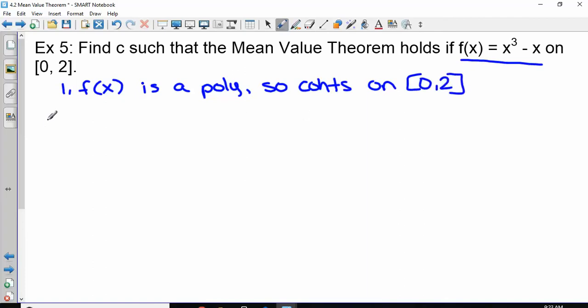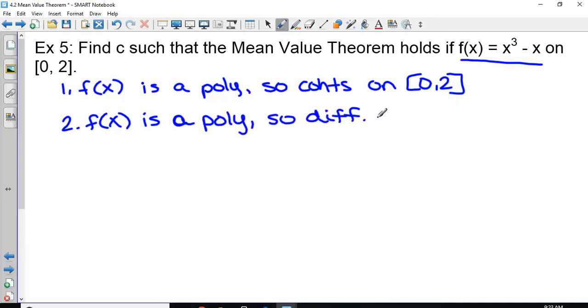Again, I'm writing these out so you can look back in your notes and see that I checked both of them. You don't necessarily have to write it out in this much detail, but you do have to state that it is continuous and differentiable because it's a polynomial. Then the mean value theorem says that somewhere the derivative is equal to the slope between the endpoints. So let's find the slope between the endpoints.